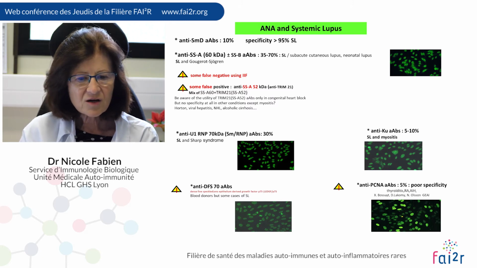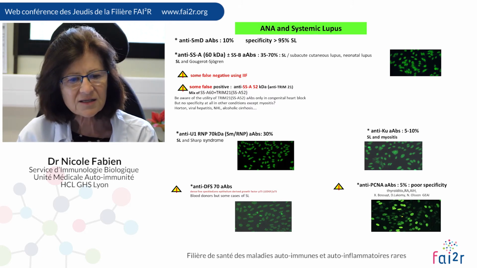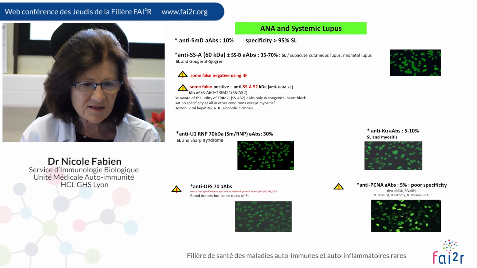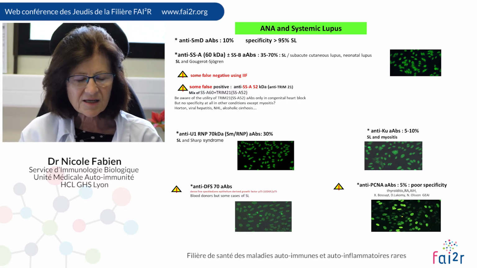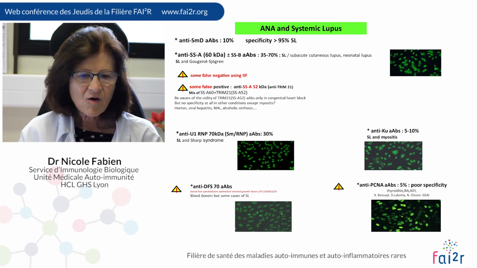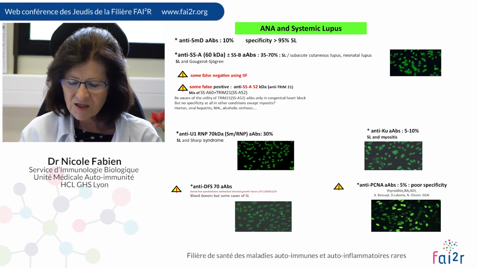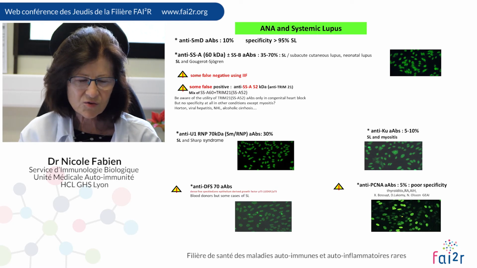And the other pitfall here is the presence of anti-dense fine speckled lens epithelium-derived growth factor, anti-DFS70 antibodies, because they can mask anti-dsDNA or anti-SSA antibodies. And of course, they have been discovered and detected in healthy people, but you should be aware that they can mask anti-dsDNA and anti-SSA antibodies, which can be useful in systemic lupus.